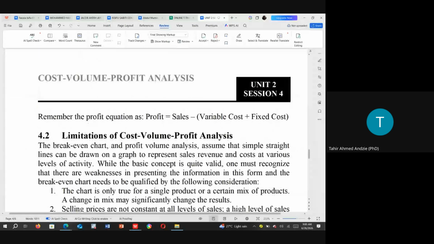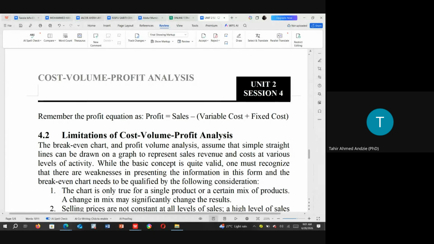Now, the cost volume profit analysis has some limitations. Remember that we have made some assumptions. The assumption we made is that cost should be segregated or separated into fixed and variable elements before we do the analysis. And that the fixed costs remain constant, while variable costs will vary proportionally with the levels of activity. That is another assumption we made.